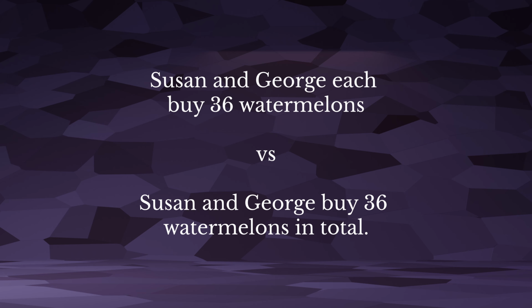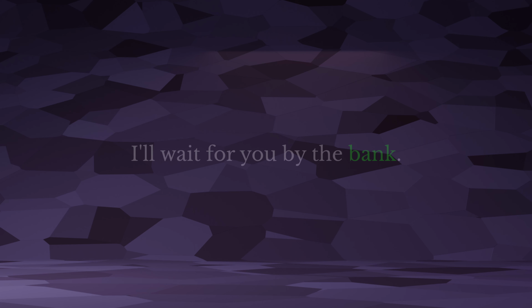These types of issues arise in the English language as well. For example, the sentence, "I'll wait for you by the bank." Is this the financial institution or the river? We need more context before we can definitively say which bank is intended. It also requires us to be aware of both meanings to recognize the ambiguity.